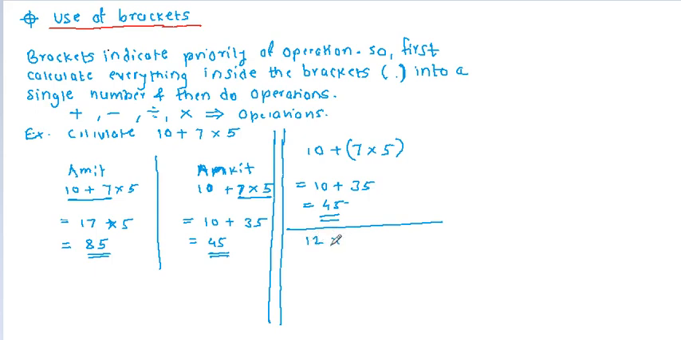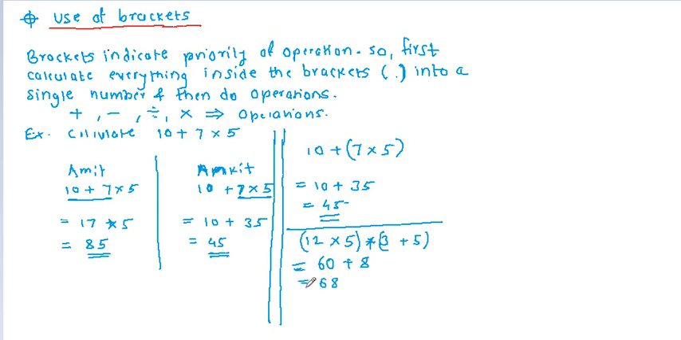Now let's take another example of how brackets work. We use two brackets in this example: 12 into 5 plus 3 plus 5. We will put one pair of brackets around 12 into 5 and a second pair of brackets around 3 plus 5. So how can we do the calculation?